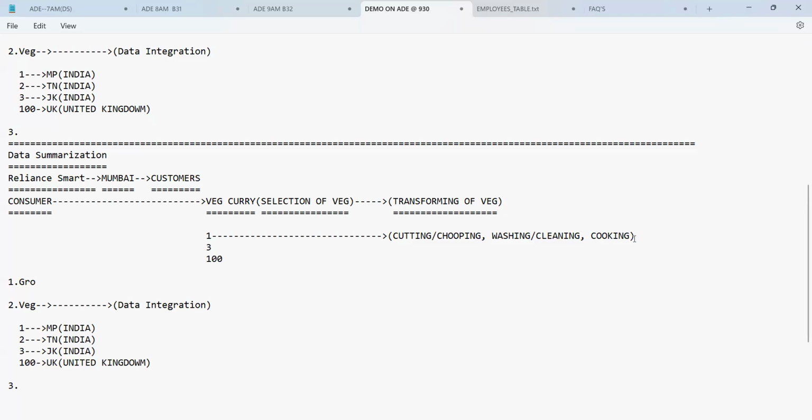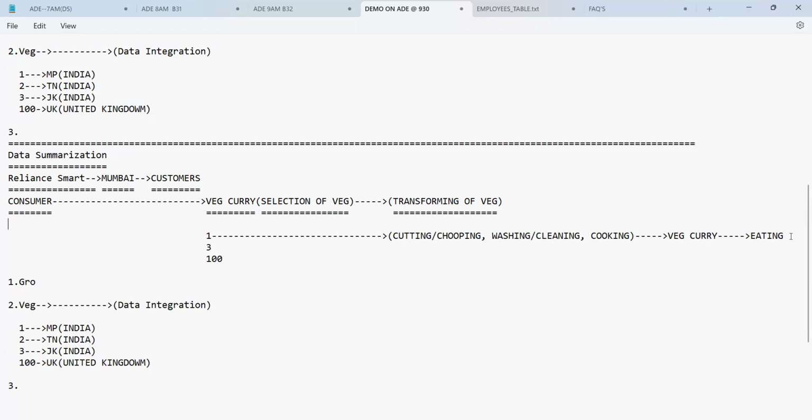Once the cooking is done, the final stage is that the veg curry will be prepared here. And once the vegetable curry is ready, what will you do? The process of eating. So this is the final stage. Ultimately, for the purpose of eating the vegetable curry, you have done all this. You went to the supermarket, selected the vegetables, bought them home, and then performed the cutting, chopping, washing, cleaning, and cooking. Once the cooking is done, the curry is ready, and you eat it.